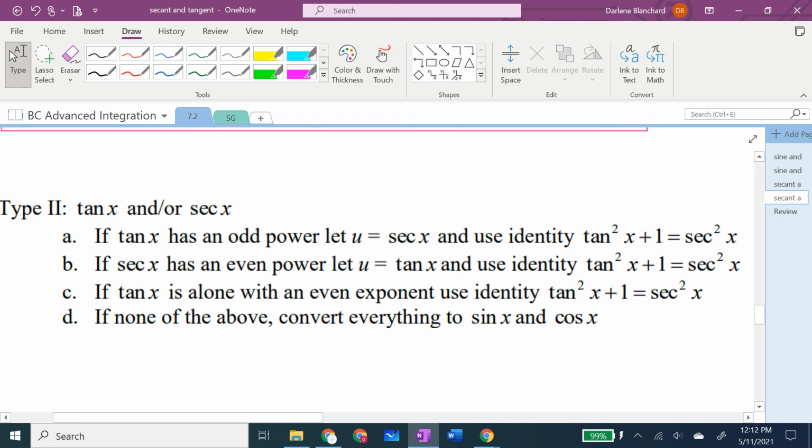Third thing is, if you see tangent by itself with an even exponent, it's surprisingly magical, or it feels magical, I should say. We're going to look at it in just a second. But if you see tangent to an even exponent, you are literally not going into u sub. You are throwing in your Pythagorean identity before you even hit u sub, if you do at all.